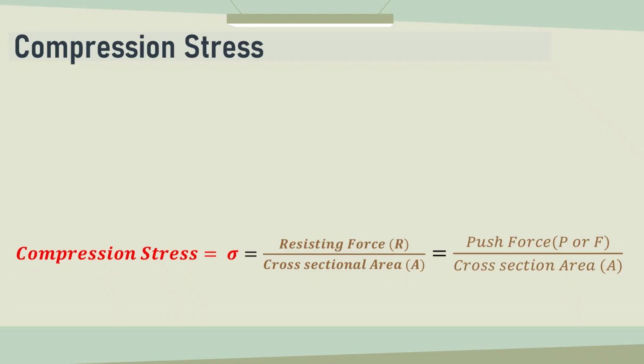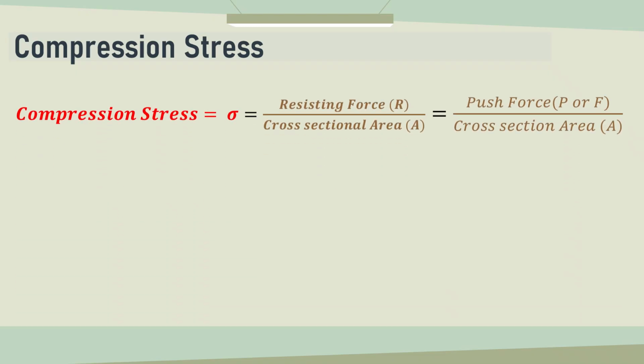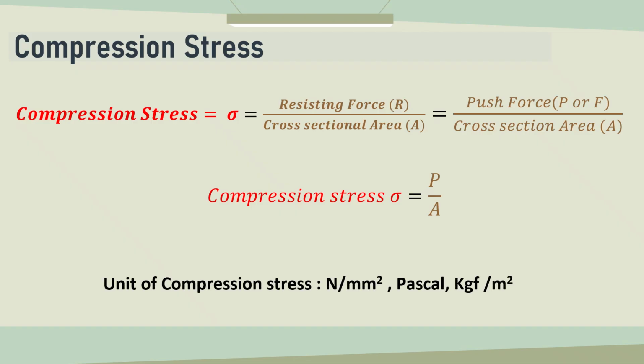Compression stress is defined as the compression resisting force offered by the material per unit cross-sectional area when it is subjected to a compression load. Mathematically, compression stress is equal to the applied force divided by the cross-sectional area. Here, F is the applied compression force, and A is the cross-sectional area. The unit of compression stress in the SI system is Newton per square meter, or Pascal. In practical engineering applications, Newton per square millimeter is commonly used.